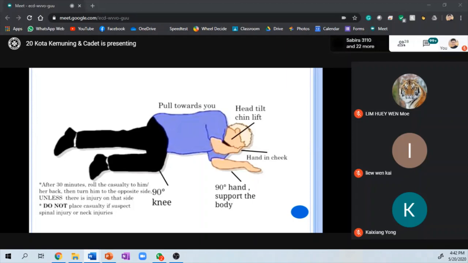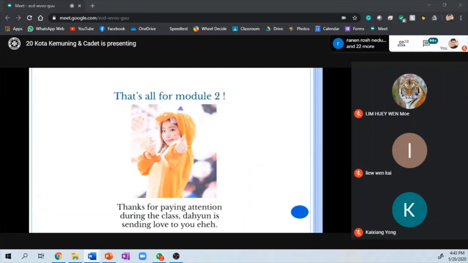And another reason is to prevent, when you're sleeping facing the sky, the ceiling, your saliva or vomit from flowing back to your throat. When you are in the recovery position, you are facing either left or right, so your saliva or vomit will flow out from your mouth. You get what I mean? Okay. That's all, I think.